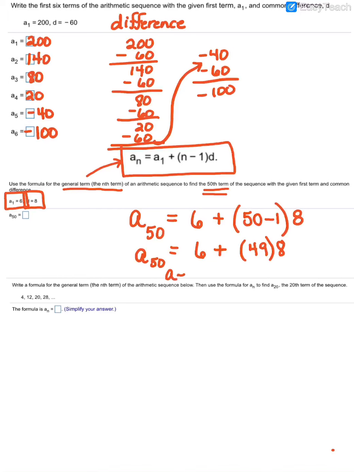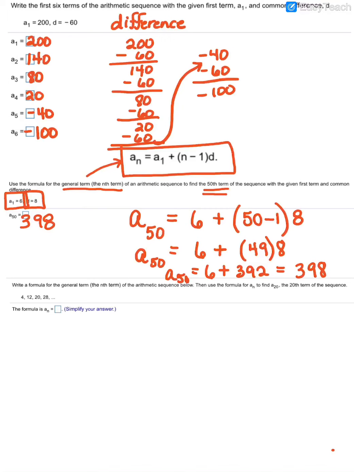So finally, my 50th term would be 6 plus, if I multiply 49 times 8, I have 392. And then when I add the 6, I end up with the 50th term of 398. So 398.